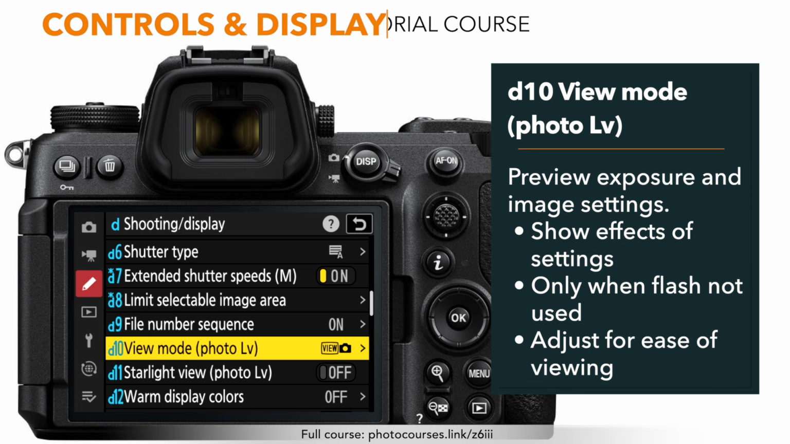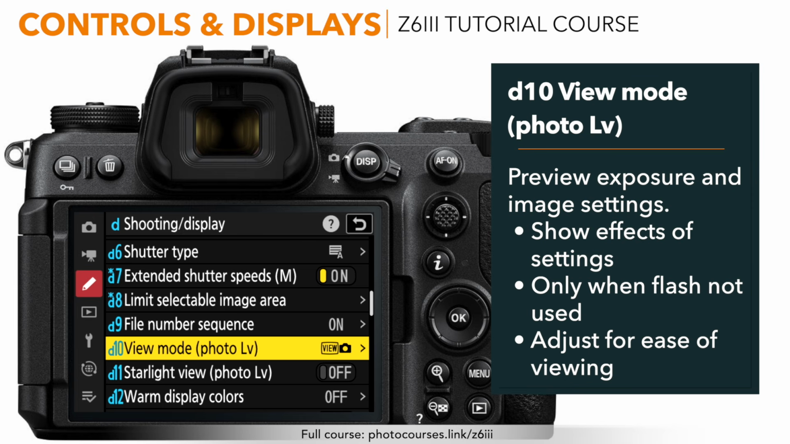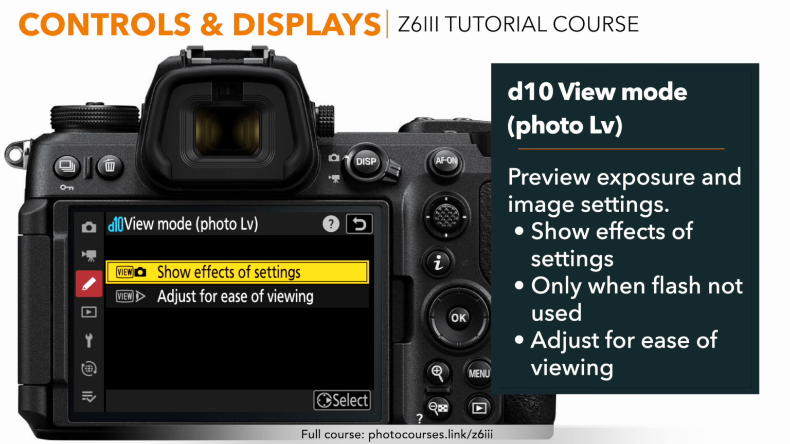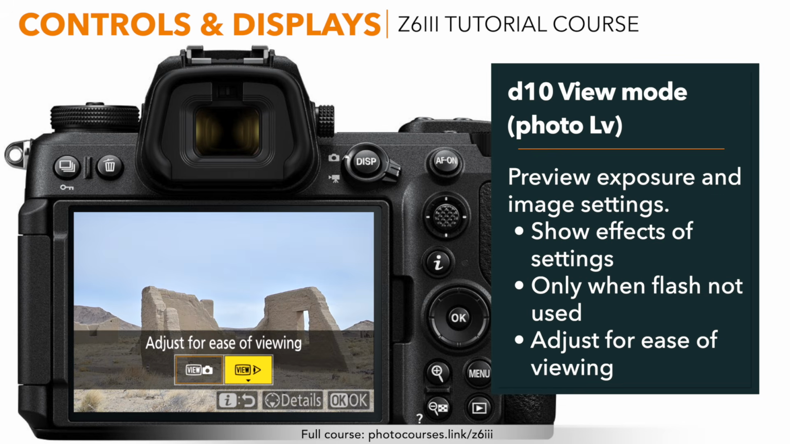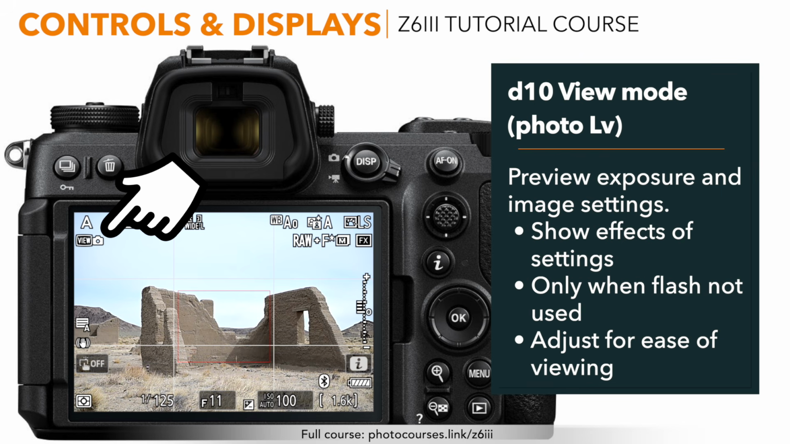Now let's look at some ways to customize our displays. D10 View Mode, Photo Live View. We referenced that earlier. This allows you to set whether or not you want your exposure and image settings previewed in the live view. Show effects of settings. This is going to let you see how your picture control, white balance, and exposure settings are going to affect your final processed photo. What you see in the live view here is not what your raw photo will look like if you're recording raw.